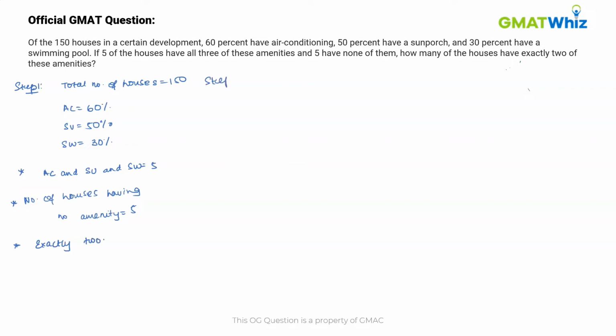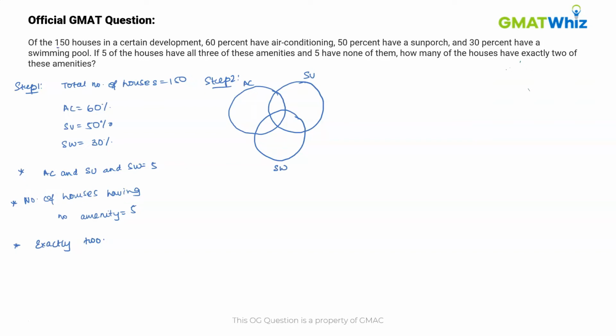Now, in step 2, let's draw an entity diagram to represent the data in the question. So, if this first entity represents the number of houses that have air conditioning, the second entity here represents the number of houses who have sun porch, and the third entity here represents the number of houses who have swimming pool.